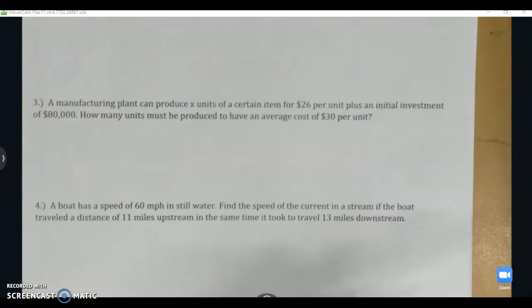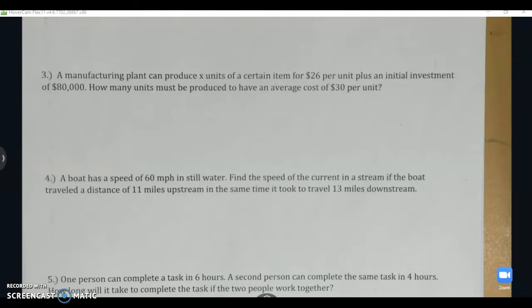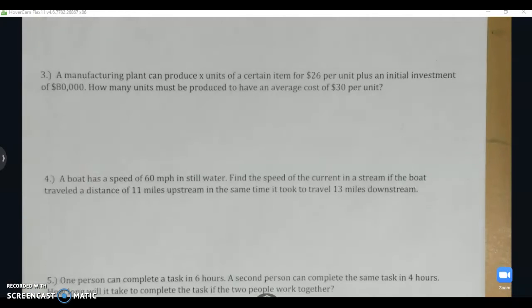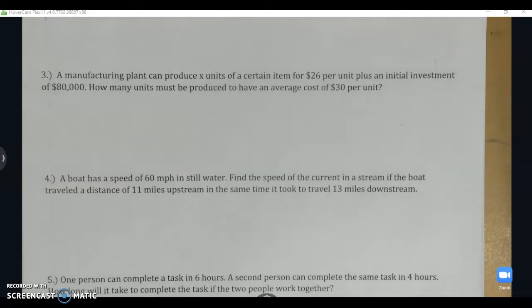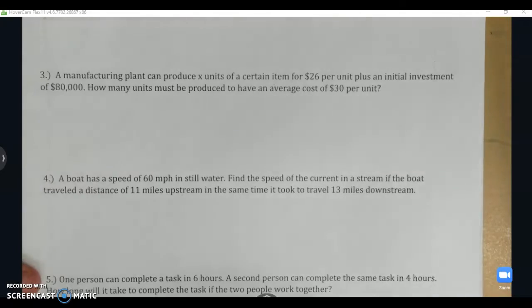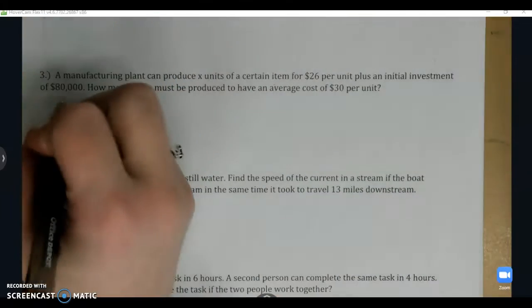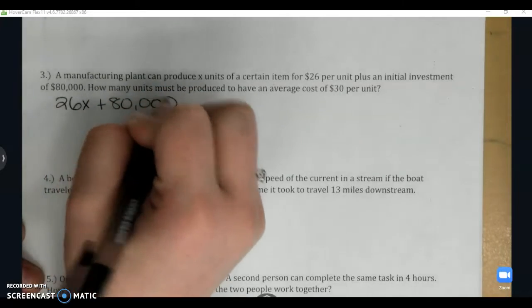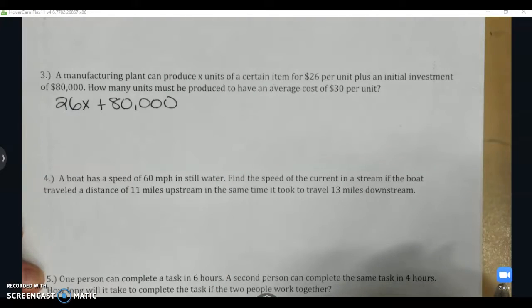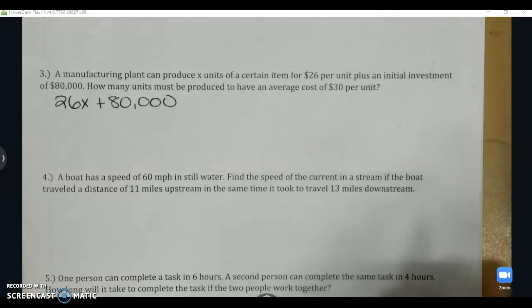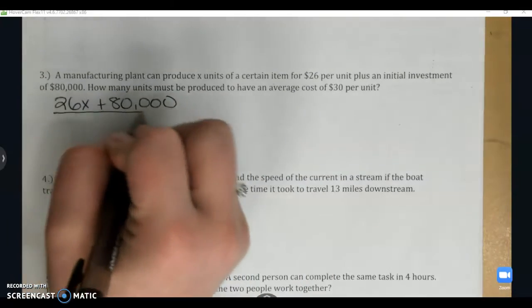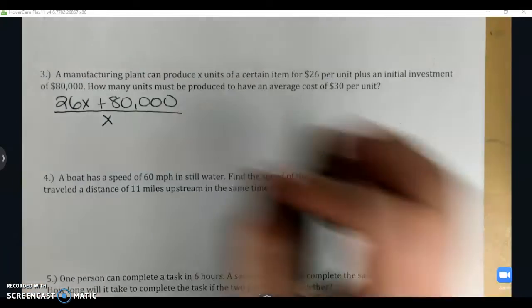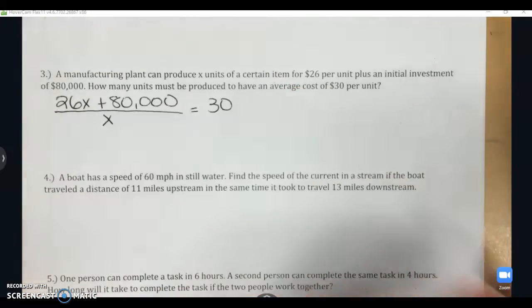So I'm going to skip ahead to number 3. A manufacturing plant produces X units for a cost of $26 per unit plus an initial investment. How many units must be produced for the average cost to equal $30? So our cost is that $26 per unit plus our initial startup investment. So 26x plus $80,000. That's our cost. Our average cost is going to be the total cost divided by the number of units. And I want this to be equal to $30.